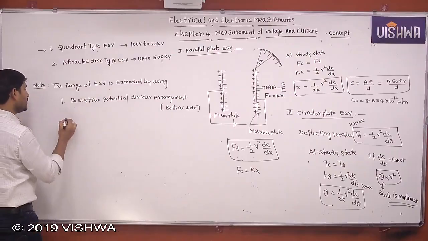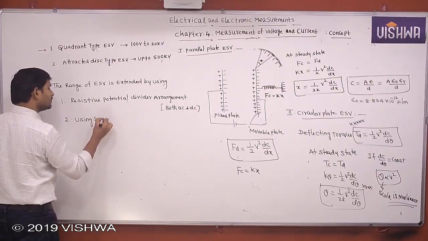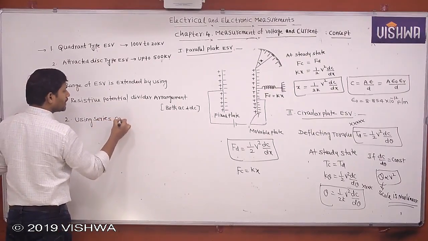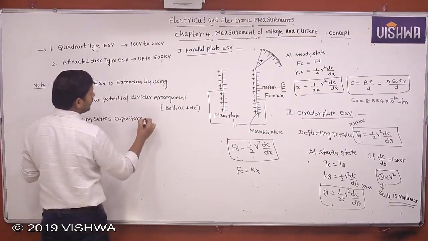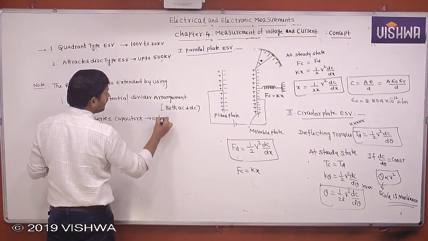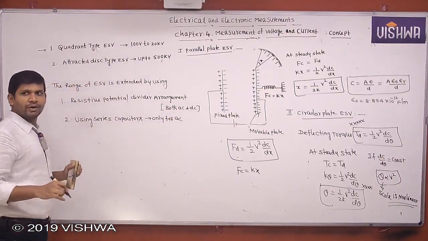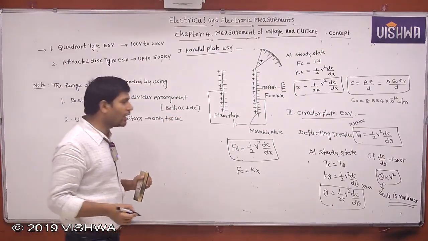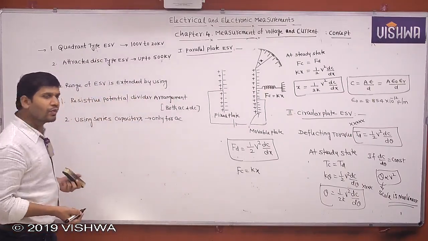Then one more method is using series capacitors to extend the range. Okay, these are used only for AC. This method of extension of range is only for AC. But electrostatic voltmeter is used for both AC and DC, no doubt at all. But this extension of range method is used only for AC.